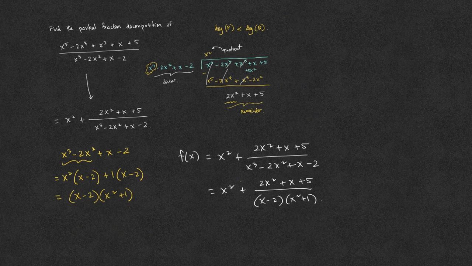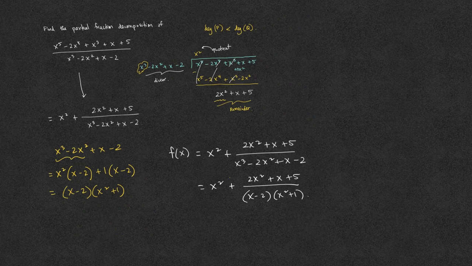And so the partial fraction decomposition form of f of x, which we will rewrite, f of x equals x squared plus x minus 2 is linear, so we only need to have a constant A on the top in the numerator.